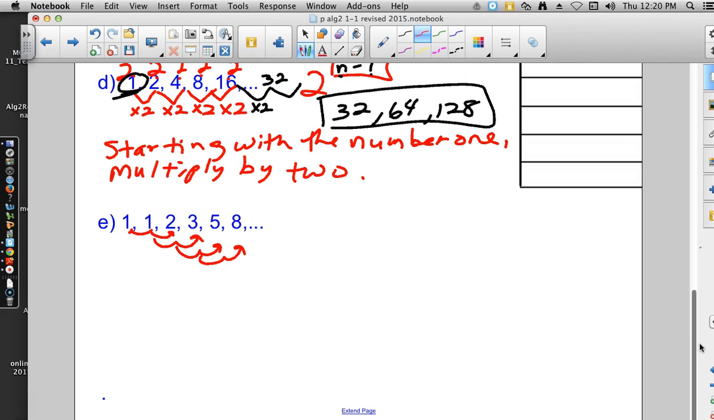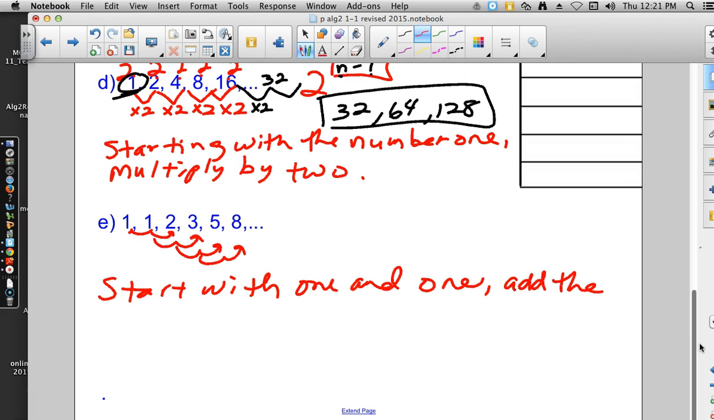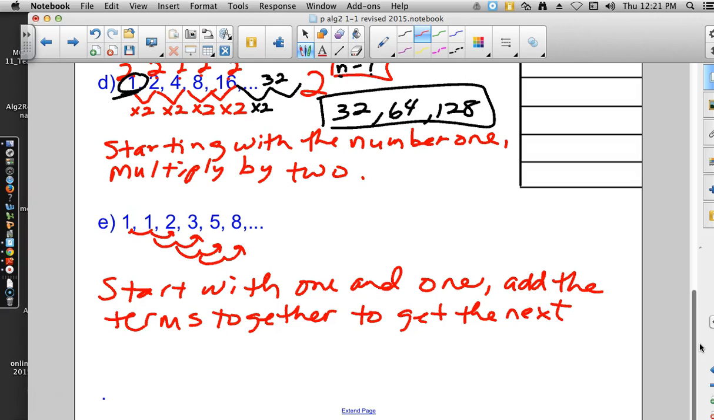So how do you put that in words? Well, we would start with 1 and 1. And then what we have to do is add the terms together to get the next term. So we read these directions and we say, all right, it's going to be a 1 and a 1, add the terms together, and we'll get a 2. But now we're kind of stuck.